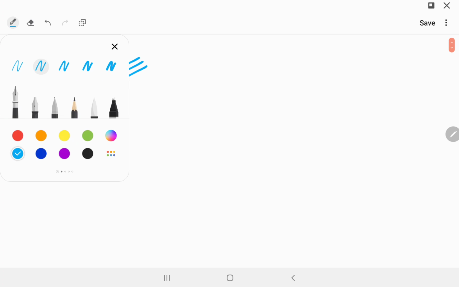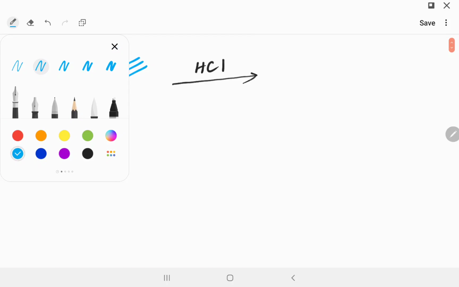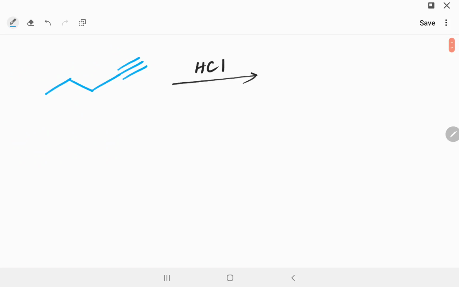What we are going to do here is add, let's say, HCl to our alkyne. And of course this is a terminal alkyne. What did I say? It is terminal because the triple bond is on one side, or one terminal. So that is why I said that this is a terminal alkyne.